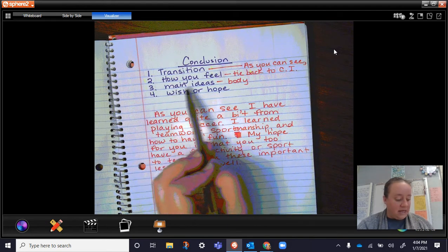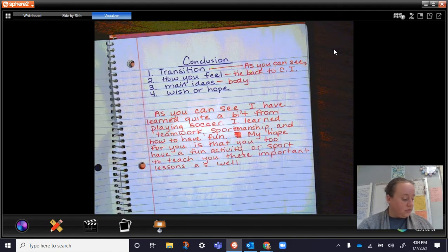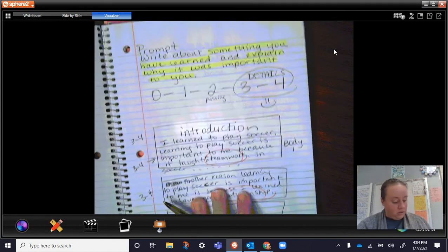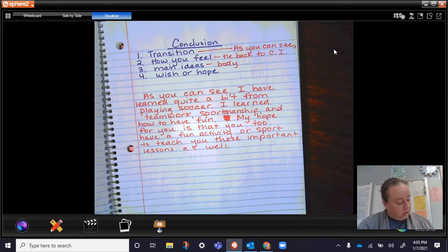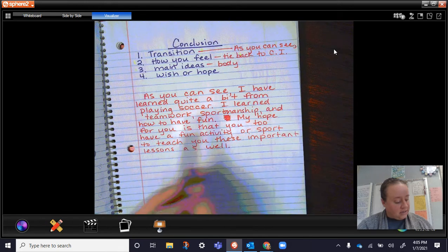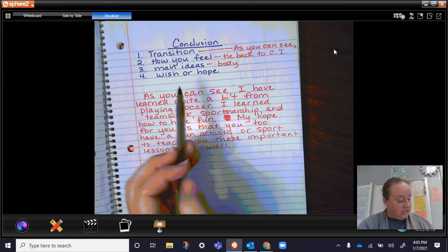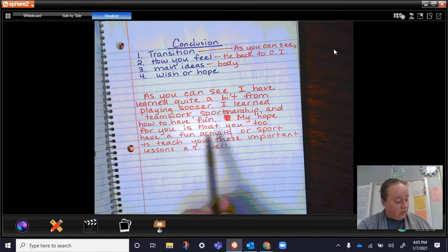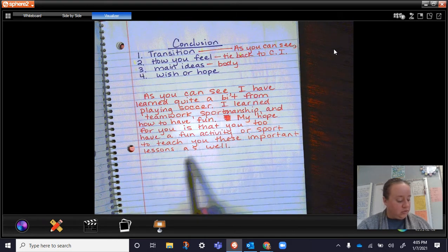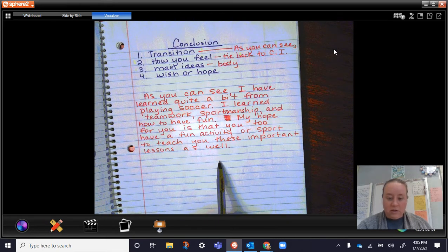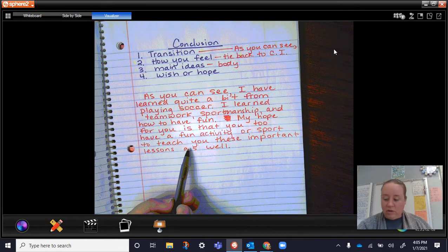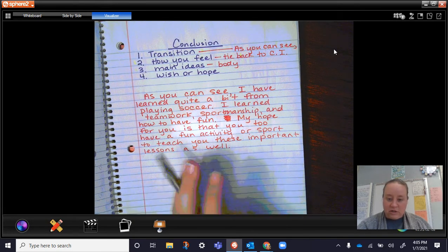Then you're going to hit those main ideas from your body. So those main ideas were teamwork, sportsmanship, having fun. So I put, I learned teamwork, comma, sportsmanship, comma, and how to have fun. And then you leave it off with a wish or a hope. My hope for you is that you too have a fun activity or sport to teach you these important lessons as well. So when you follow that down, that's all you need.